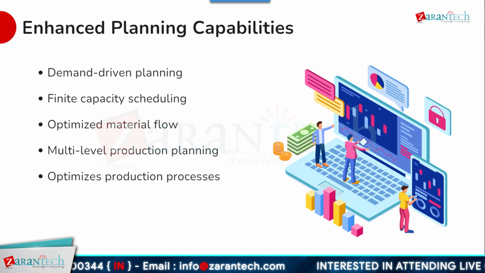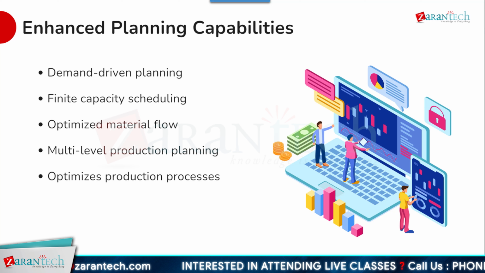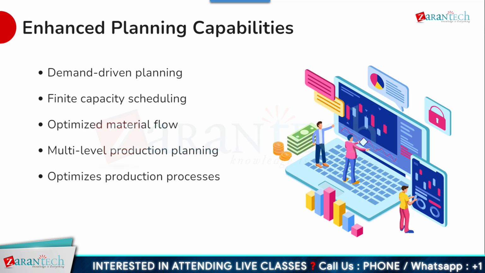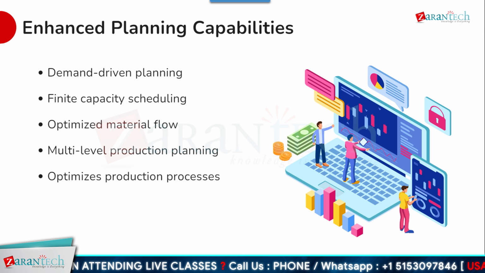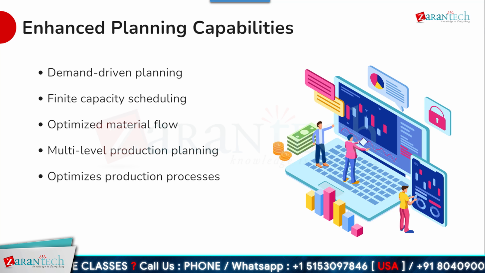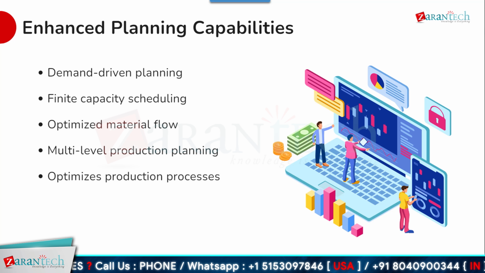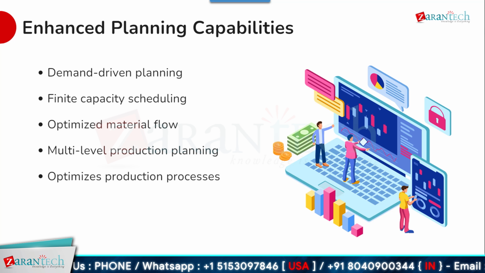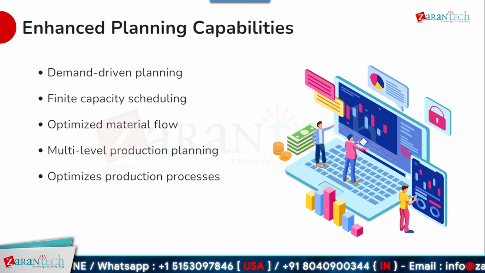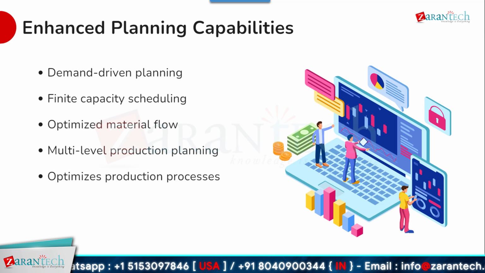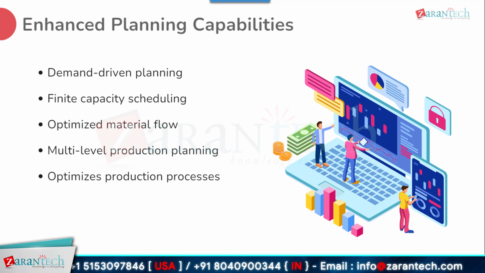So basically, PPDS enables finite capacity scheduling, ensuring that production schedules are realistic and achievable based on available resources. It optimizes material flow by considering supplier lead times, inventory levels, and production requirements. PPDS supports multi-level production planning, generating plans for complex product structures and considering interdependencies between components. So these enhanced planning capabilities help businesses improve responsiveness, reduce cycle times, and increase overall production efficiency.